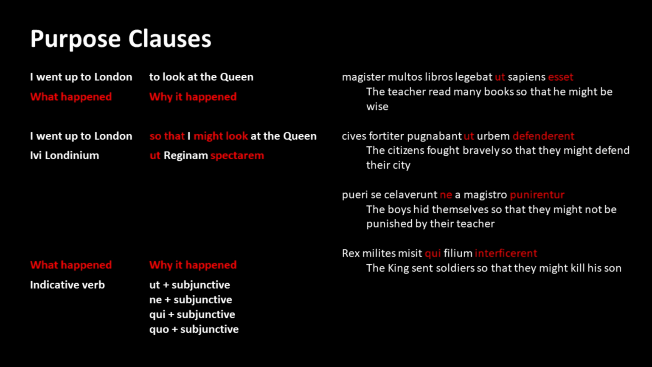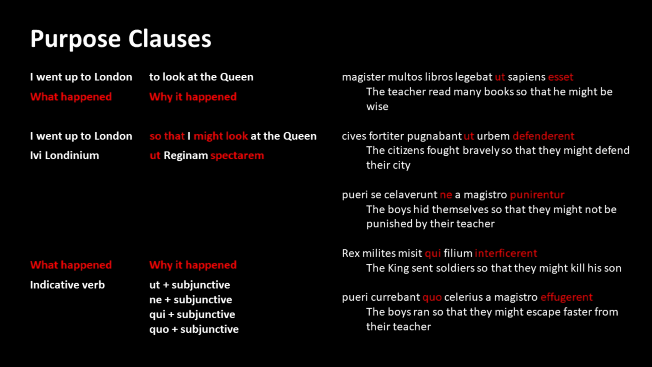Here's another one. Rex milites misit, qui filium interficerent. The king sent soldiers so that they might kill his son. Qui can be a difficult signposting word here, because unless you spot the imperfect subjunctive, you may not notice that it is a purpose clause. The use of qui in a purpose clause is common, or at least permitted, when people are being sent to achieve a specific purpose.